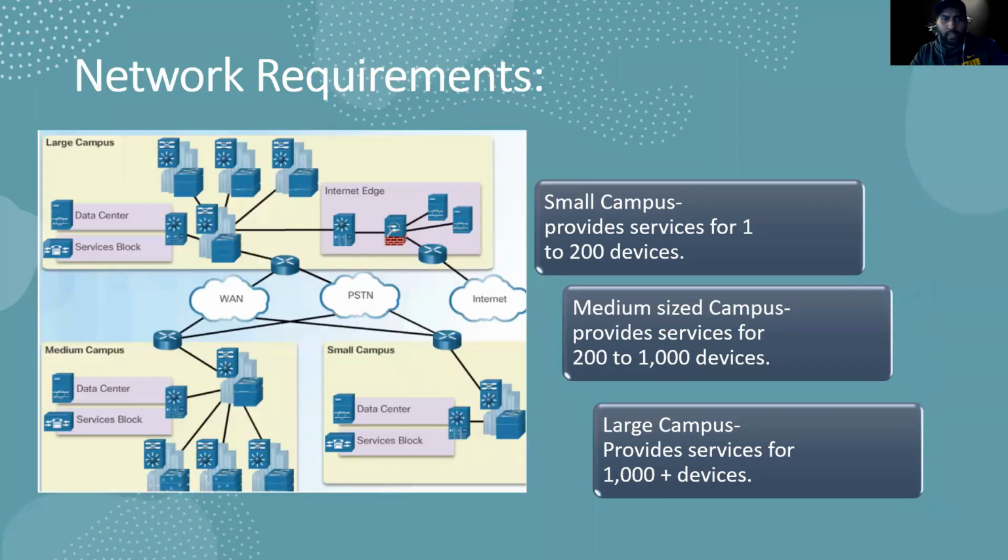Network requirements. As you see here, the small campus provides services for 1 to 200 devices, the medium-sized campus provides services to 200 to 1,000 devices, and the large campus provides services to more than 1,000 devices. Let's move on to the next slide, Sabah.